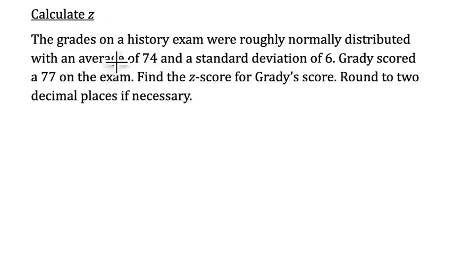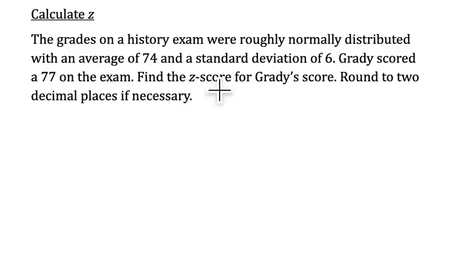Let's calculate z again. The grades on a history exam were roughly normally distributed with an average of 74 and a standard deviation of 6. Grady scored a 77 on the exam. Find the z-score for Grady's score. Round to 2 decimal places if necessary.